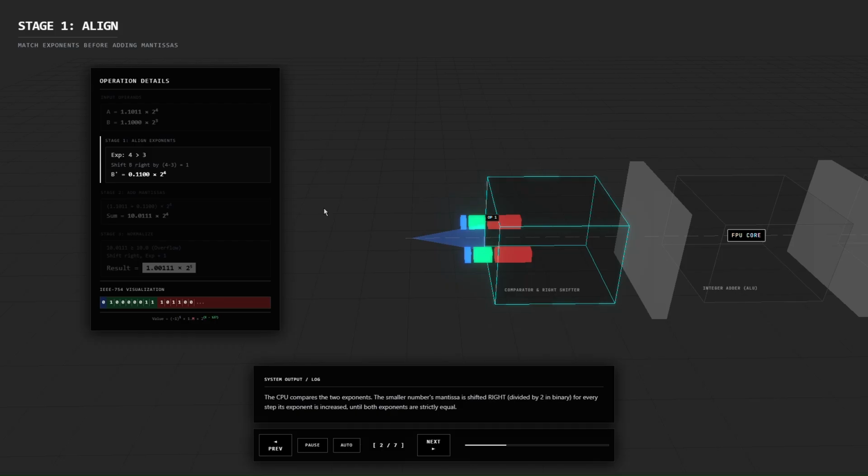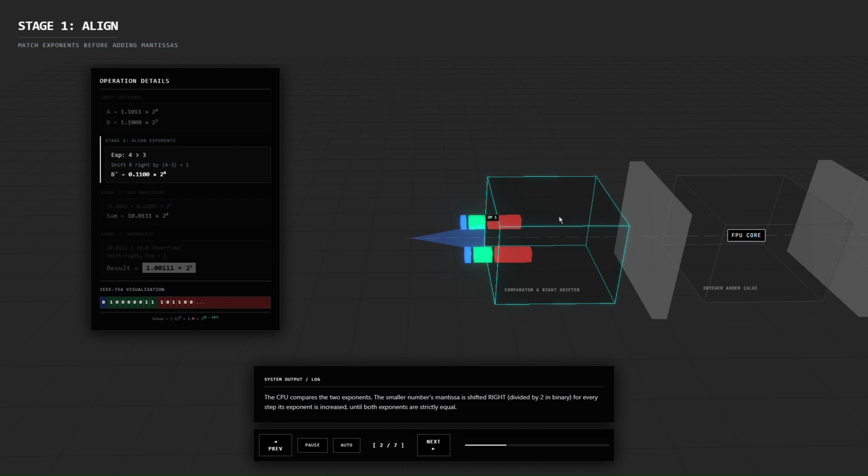Okay, stage one, alignment. And this is the step that most explanations gloss over. But it is actually where floating point addition lives or dies. Our two operands are: A equals 1.1011 times 2 to the power of 4, and the second number, B, is 1.1300 times 2 to the power of 3. Watch that data packet moving into the align stage right now.